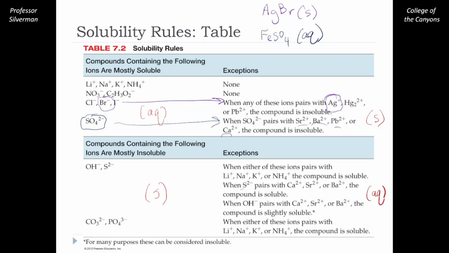One more example, if we have something like copper(II) sulfide, we don't have a rule for copper, but we do have a rule for sulfides. These like to be solid, except when our sulfur pairs with one of these things, or any of these ions from the top left. We don't have one of those here. We have copper(II) instead. So this has to be just our regular rule. This is going to be solid.